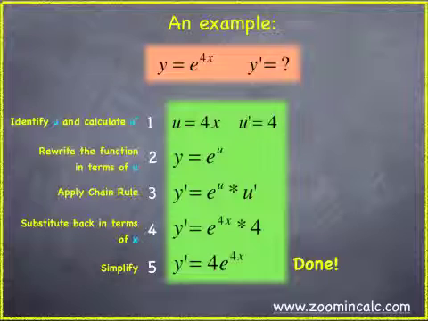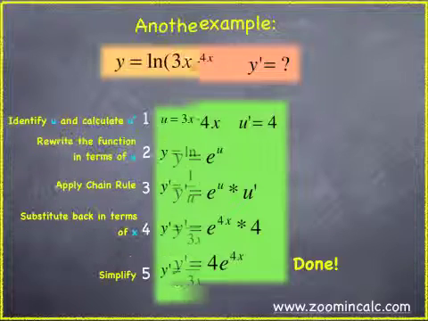Step 4, substitute back. So we already know what u and u prime are from step 1, so we use that information to replace everything in terms of x. And then step 5 is a simplification, and we are done.